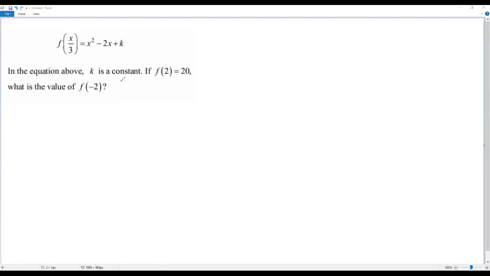Here we have a SAT math problem. Okay, let's go to the question. f(x/3) = x² - 2x + k. In the equation above, k is a constant. If f(2) = 20, what is the value of f(-2)?